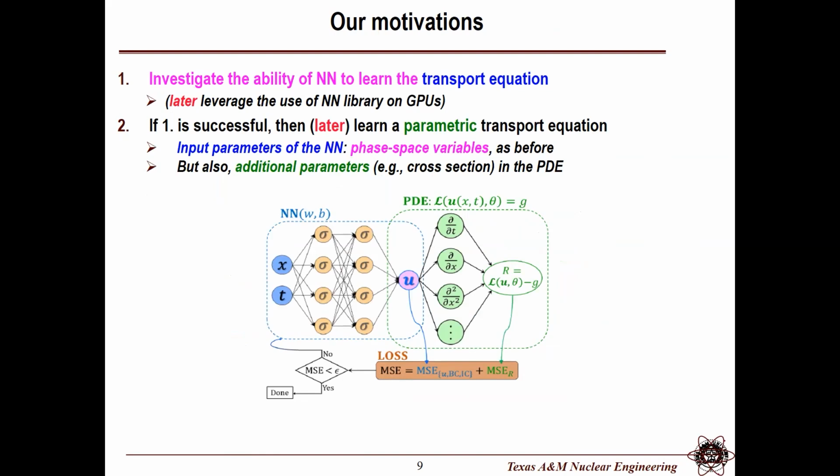And then if we're able to apply neural networks to the transport equation, then later learn instead a parametric transport equation, where in addition to the input parameters of the neural network being the phase space variables before, we add in the additional parameters, potentially the cross section or other material properties of our problem, modifying the PIN so that it also depends on some parameter, and we now have a quicker model to solve for unique solutions to the transport equation.